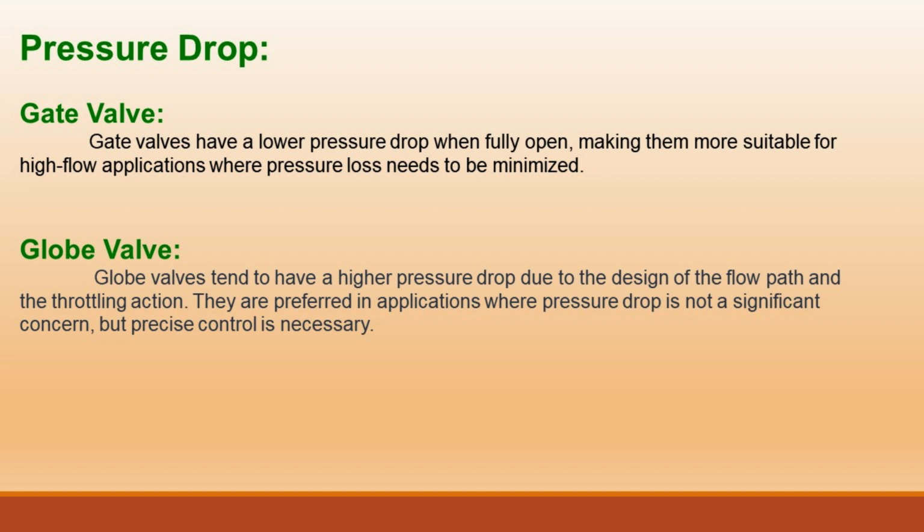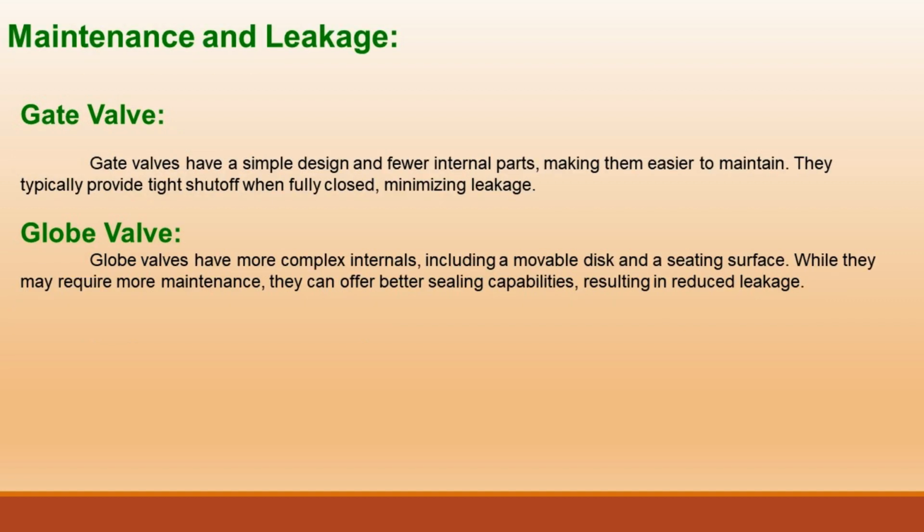Globe valve. Globe valves tend to have a higher pressure drop due to the design of the flow path and the throttling action. They are preferred in applications where pressure drop is not a significant concern, but precise control is necessary. Maintenance and leakage. Gate valve.